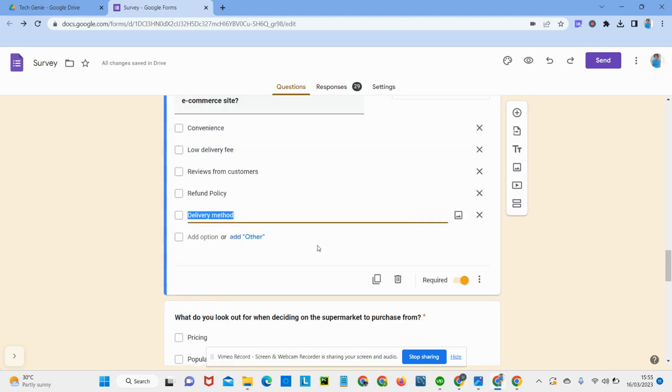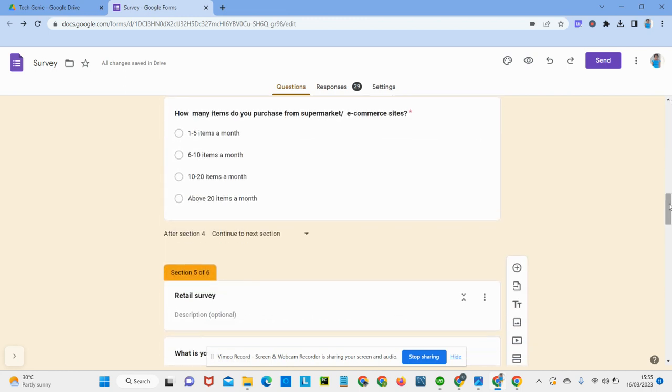And I can see that I have a checkbox here. So it means that you can choose more than one item, unlike here where you had to choose just one. With these radio buttons, you only needed to choose one.